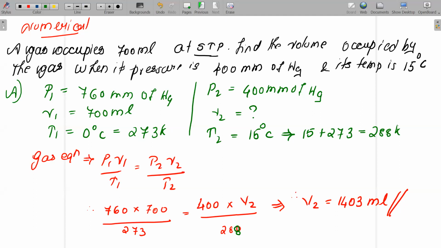So this is for today, children. I hope you guys understood what I mean by Boyle's law. What is the equation of Boyle's law? Second one, we discussed Charles law. What is the equation of Charles law? Third one, gas equation. What is the equation of gas equation? And all the numericals.